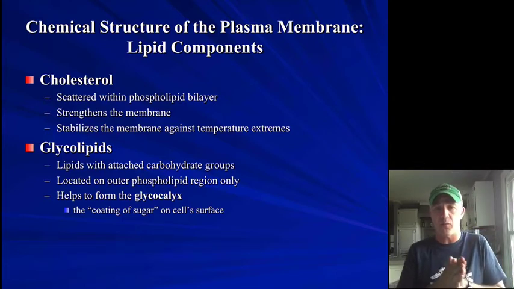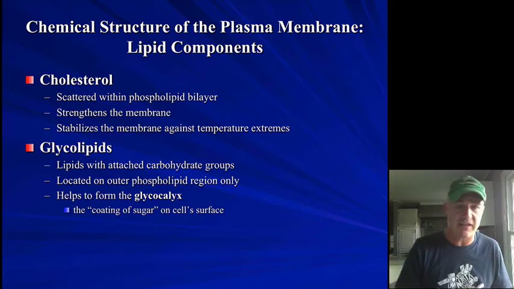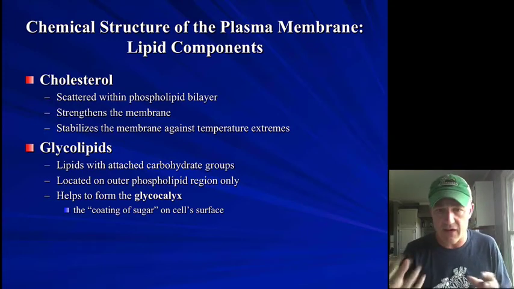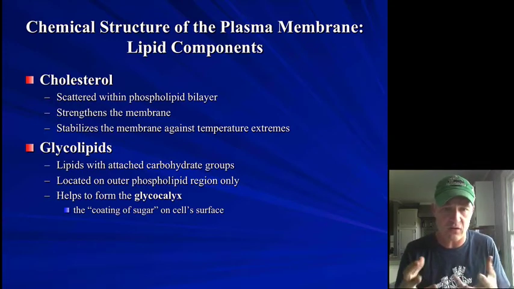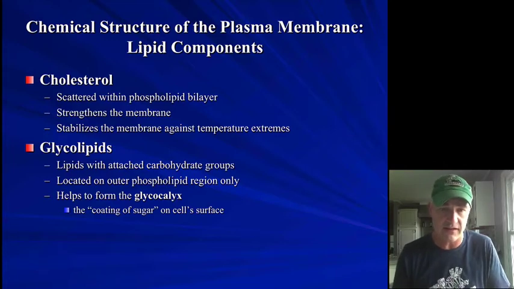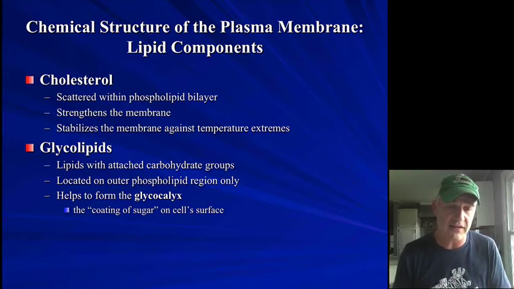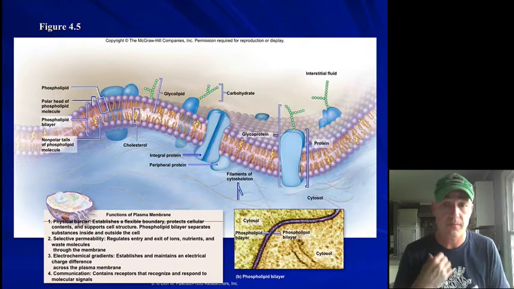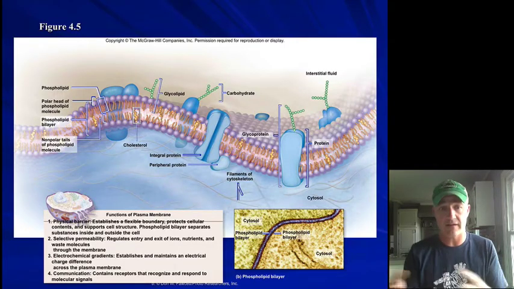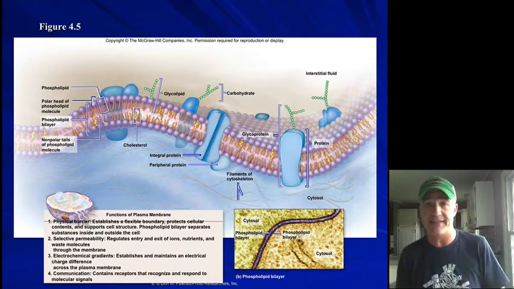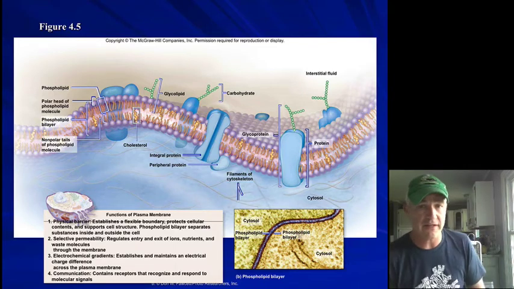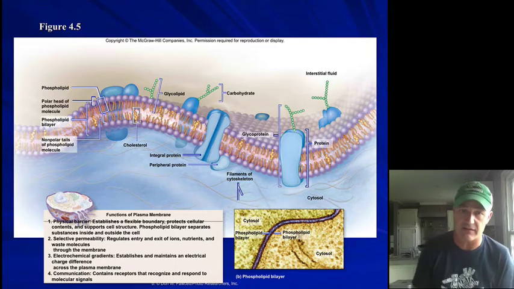Again, the glycolipids help with cellular identification. They're on the outer part of the phospholipid. They coat the surface of the cell and, again, help with cellular identification, among other things. And again, we can see the phospholipid bilayer with these different proteins on the inside of it here, and those glycolipids that are making up part of that glycocalyx.